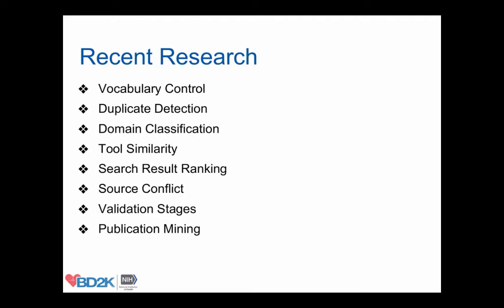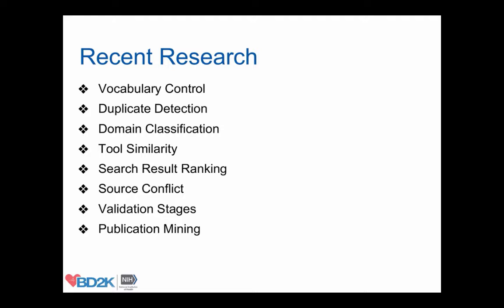And also, we want to be able to properly rank the search results, especially for those popular areas. There may be many tools available, so which one would be the most relevant? And also, how do we resolve the conflict between different sources of information? And last would be the publication monitoring.